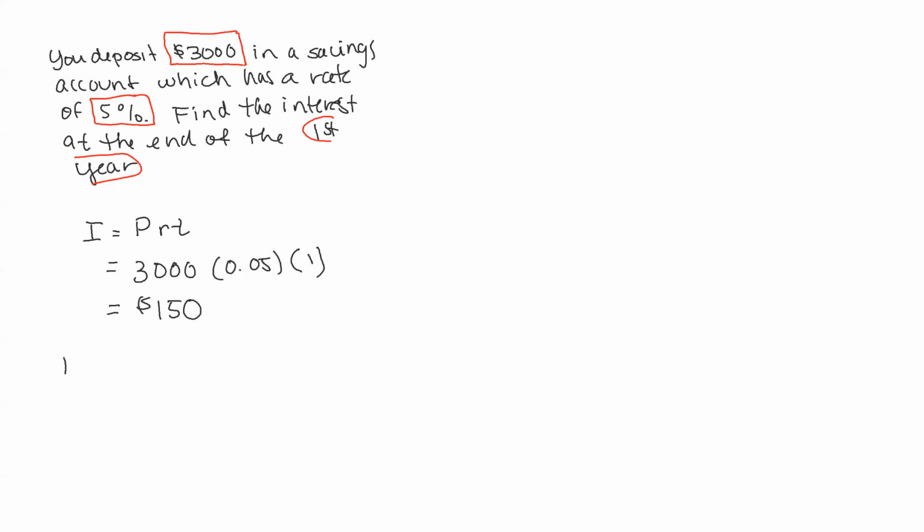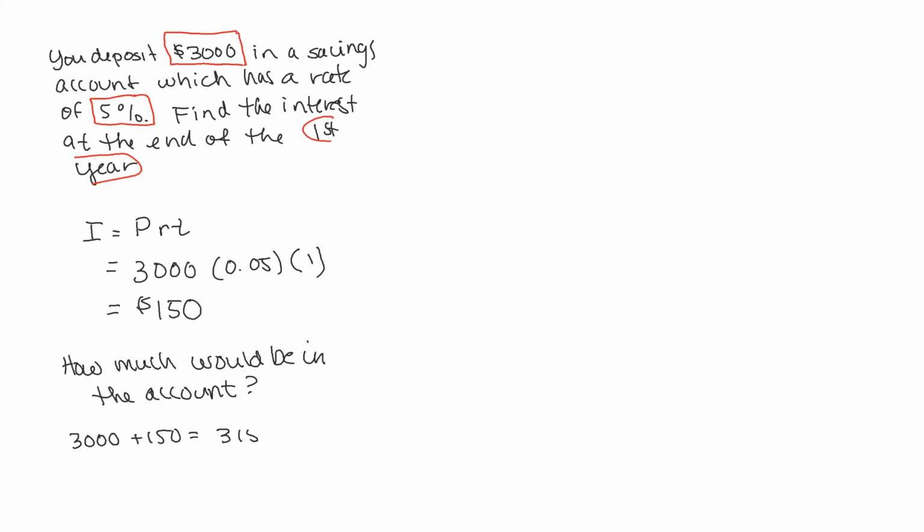So then, question: how much would be in the account? Well, any interest just gets added right back to the account. So you would have the 3,000 that you started with plus the 150 that you earned. So your account would then have a balance of $3,150.